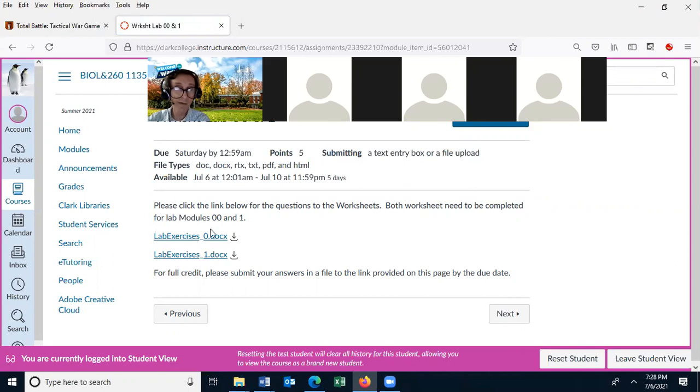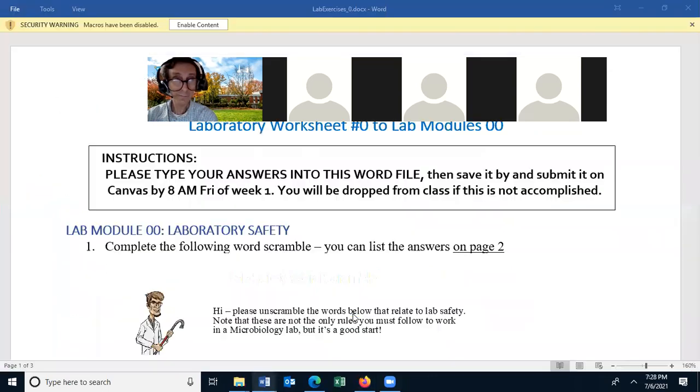Okay? And then both of these are going to be due on Saturday. So you must work on the lab and submit it by 11:59 p.m. This Saturday for full credit. Any question about any of that?